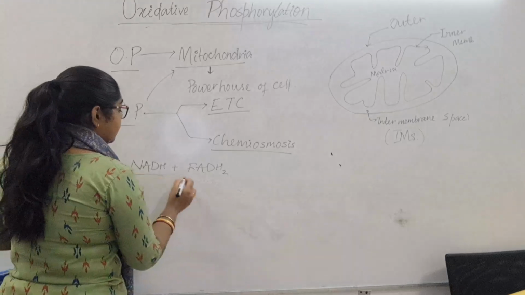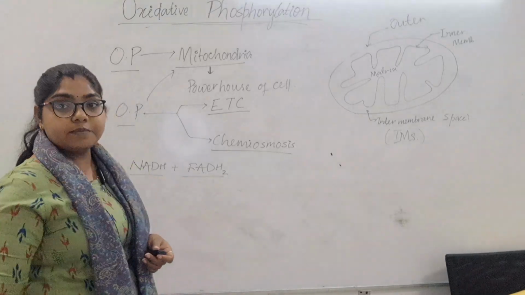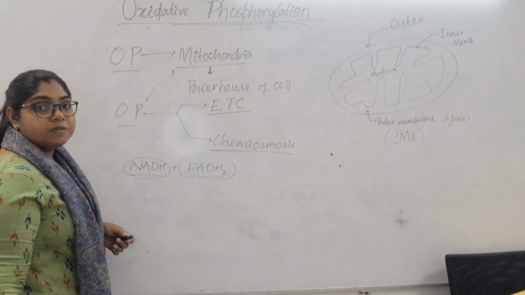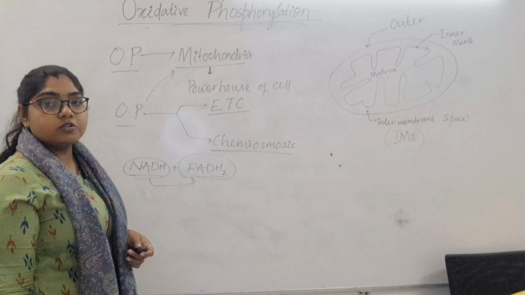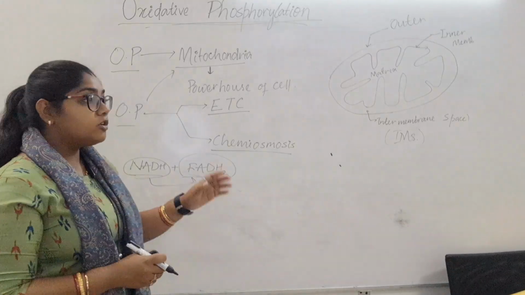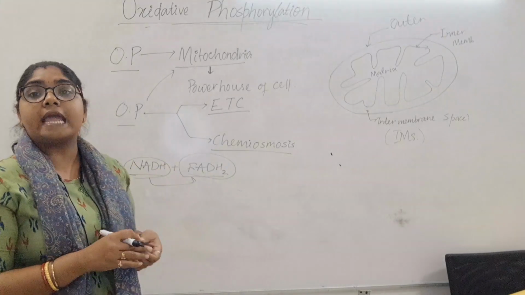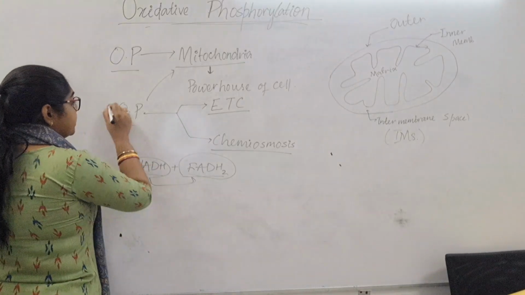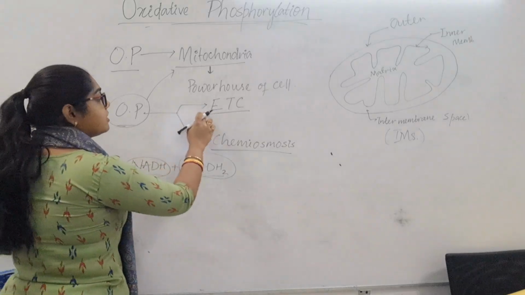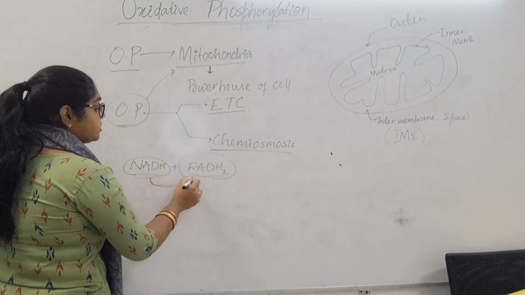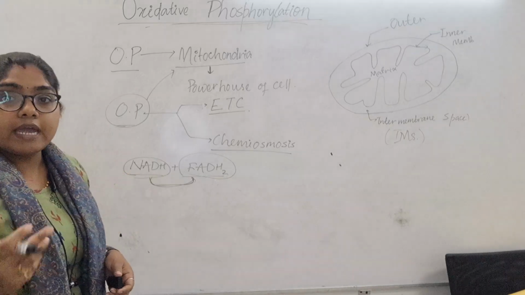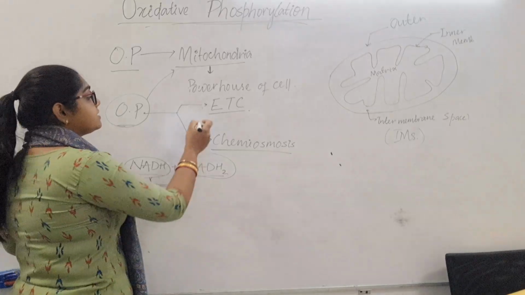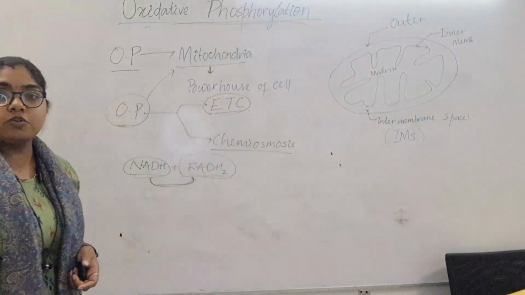So NADH and FADH2 are the products of glycolysis and Krebs cycle. Here this NADH and FADH2 are used for ATP synthesis. These are the energy molecules which will further be used to synthesize ATP. As I said, oxidative phosphorylation consists of 2 steps: first ETC, then chemiosmosis. So first we will discuss the ETC, electron transport chain.